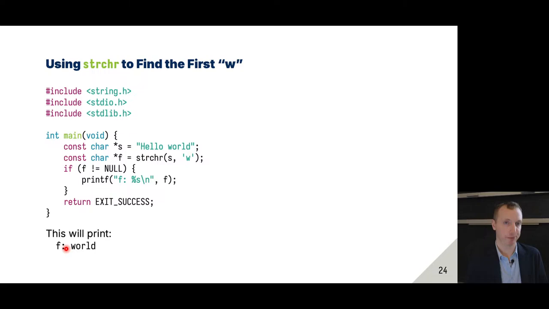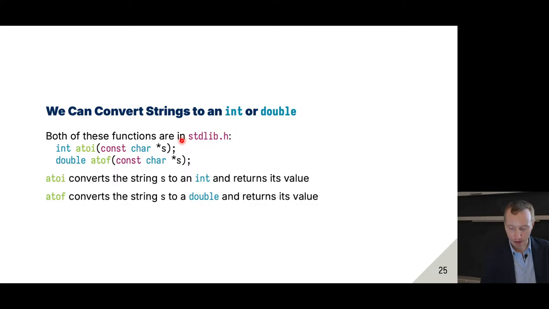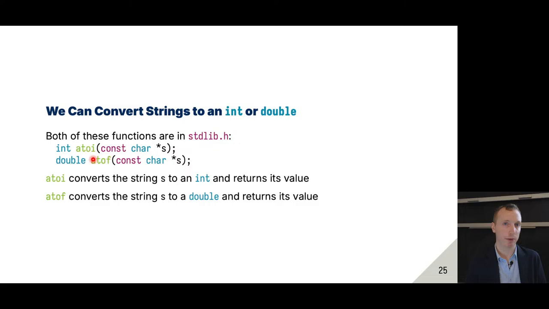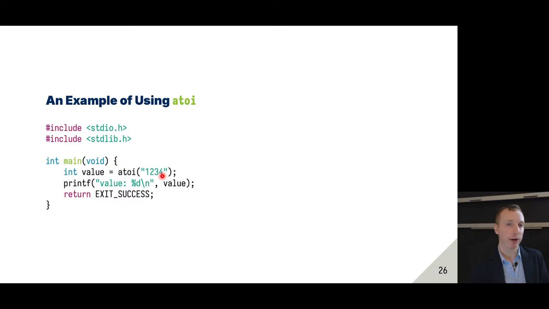All right, 2 minutes. So we can convert strings to an int or a double as well. These functions are in stdlib.h and not string.h, but they look like this. There's atoi, which takes a string and converts it to an integer, and then atof, which takes a string and converts it to a double and gives you that value back. So in this example, if I give it the string 1234, it goes ahead and converts that to an integer for me, and then I get the value. So if I printed the value back out, it would be 1234.